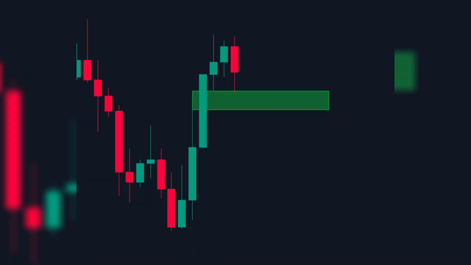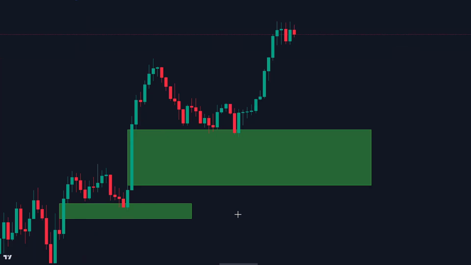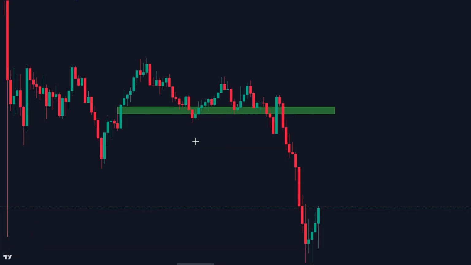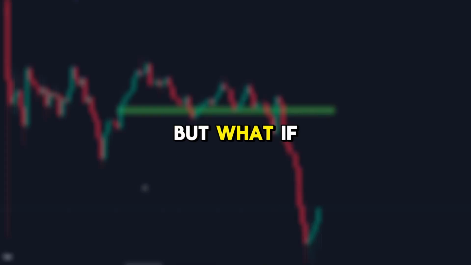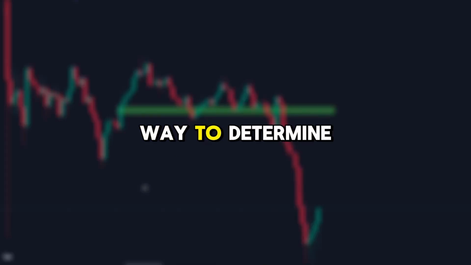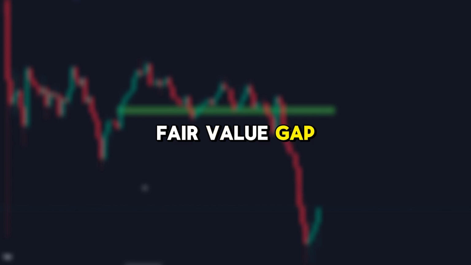Fair value gaps. They appear on the chart many times and can give you a huge advantage when it comes to trading. Some of them work really well, and as you can see here, some of them don't. But what if I tell you that there is a way to determine whether this fair value gap will work or not?